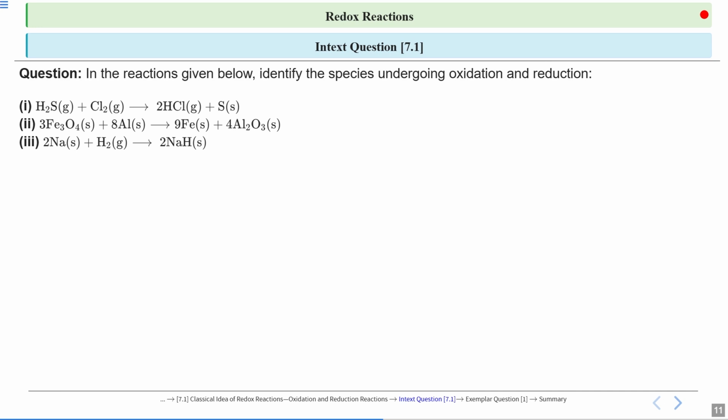So now let's solve the question, that is textbook question 7.1, where you are provided with 3 different reactions and you have to identify the species which are undergoing oxidation and reduction. The first chemical reaction is H2S reacting with chlorine giving 2HCl plus sulfur. In the second one, it is Fe3O4 plus 8 aluminium giving iron plus Al2O3. While in the third one, it is sodium reacting with hydrogen giving sodium hydride.